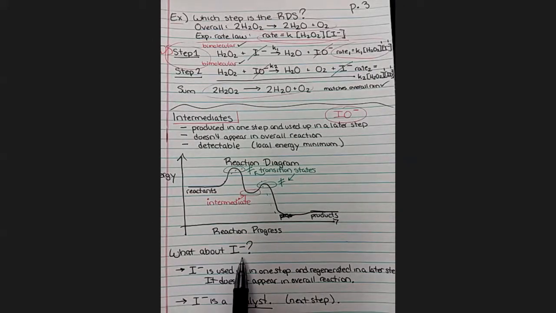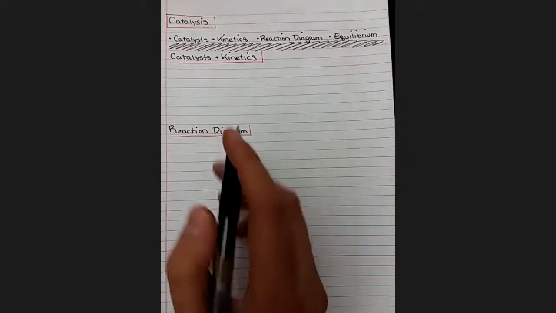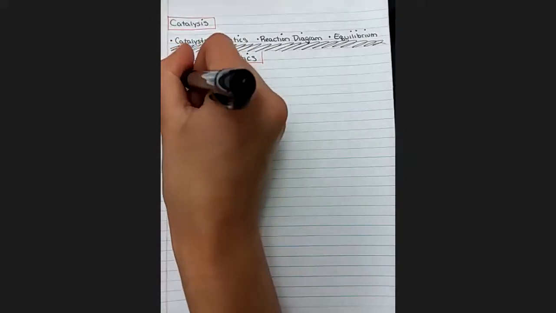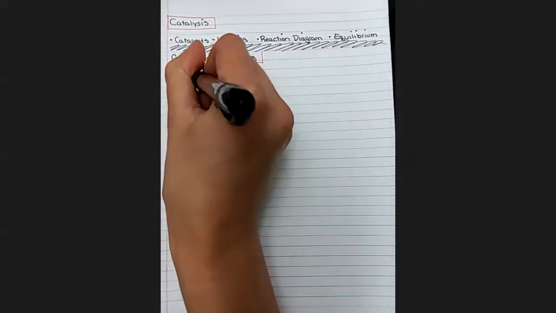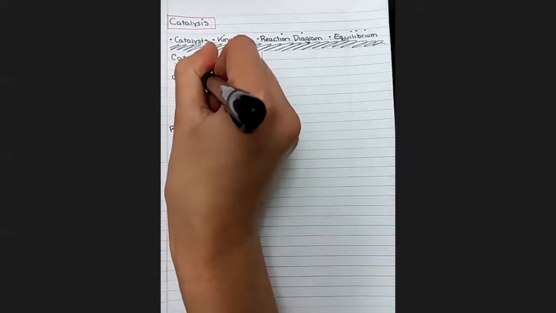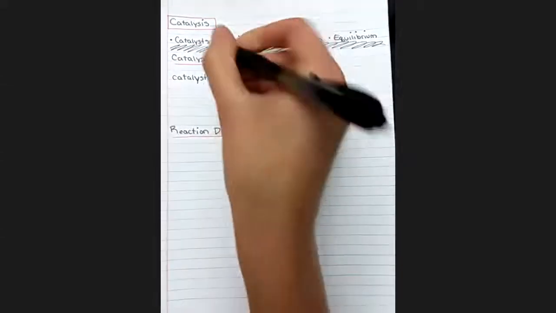So we hinted at the last video. We looked at I- in this mechanism, and we said it was used up in the first step and regenerated in a later step and didn't appear in the overall reaction. So this is called a catalyst. Catalysts are things that we introduce into the reaction at the beginning that are used up and reproduced at the end that help the reaction to go faster.